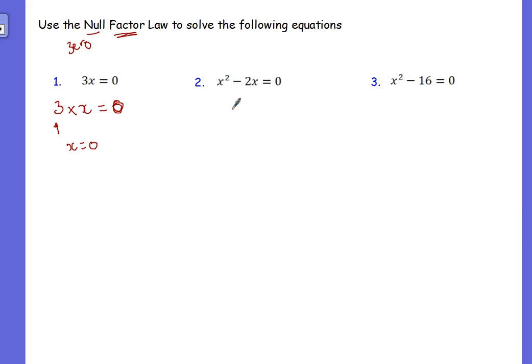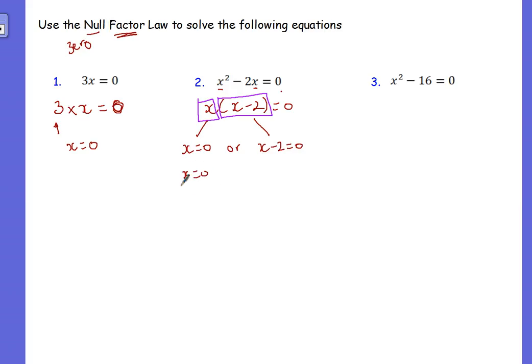In number 2 here, the null factor law, we've got a 0 here on the right hand side. We first of all have to get factors here. So we need to go to our knowledge of factorising and recognise that we have a common factor of x here. So if you take that out, you're going to have that as your two brackets. The null factor law now is saying that either this equals 0 or this bit equals 0. So we're saying either x equals 0 or x minus 2 equals 0.